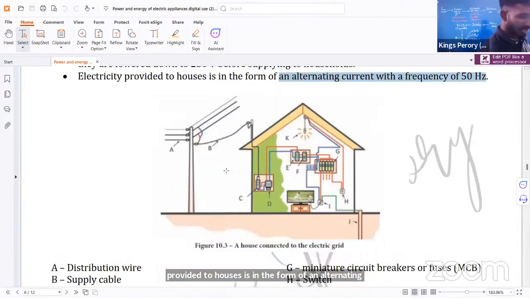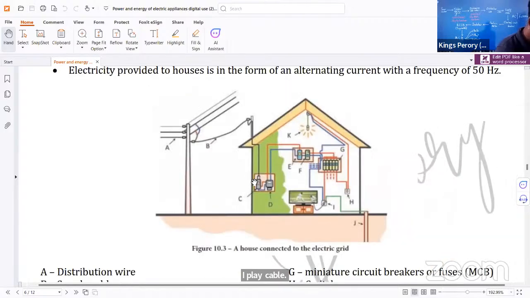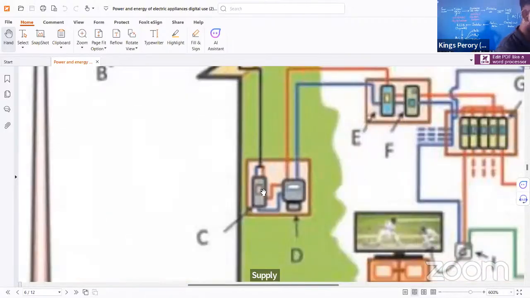Another picture is given. Now that 3-wire, tell me what that 3-wire is, the wire I am touching now. Distribution wire. Can you see from there two wires are coming separately? Now what is the wire I am touching? Supply cable. What is this? Overload circuit breaker. Now can I touch it like this? Isolate. This doesn't belong to me.